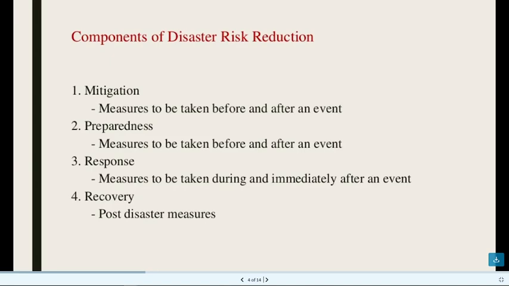The third component of disaster risk reduction is response. These are measures to be taken, especially during and immediately after an event. This is usually done by our national government in partnership with the local government, and also those who are possibly in need. We help survivors, the people who are in need, with immediate help, because as much as possible, even during the disaster, we tend to help and rescue and preserve the life as much as possible.